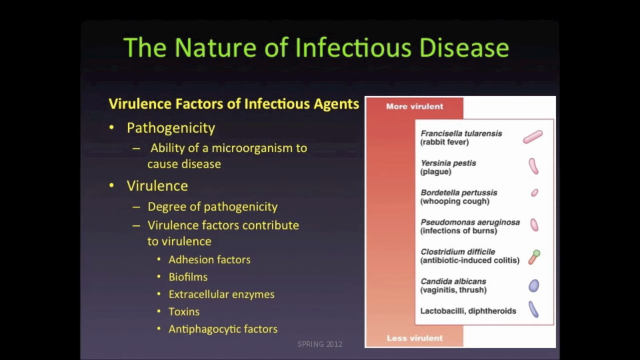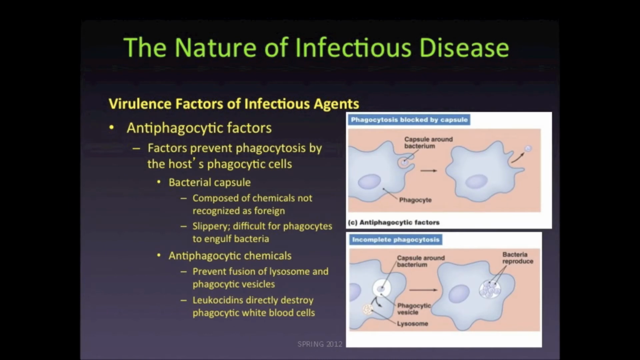We have already discussed adhesion factors and biofilms in a previous lecture video. We will begin our discussion of virulence factors with antiphagocytic factors. Several structures and tactics are employed by pathogens to evade the phagocytic cells of the body's defense. Such factors and tactics are known as antiphagocytic factors and act to prevent phagocytosis.